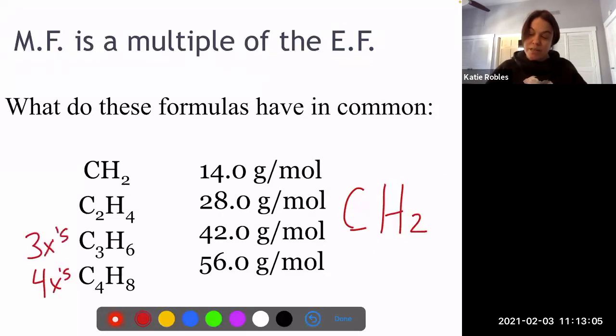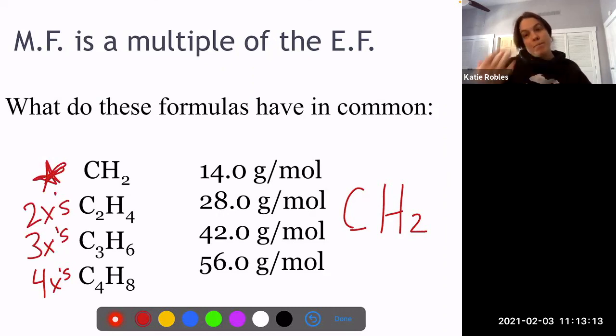This one is 3 times as large. This one is 2 times as large. And this one is the empirical formula. So that's how you move from empirical formulas to molecular formulas. And we're not going to do that today, but it's something you should be able to do after just a little tiny bit of practice.